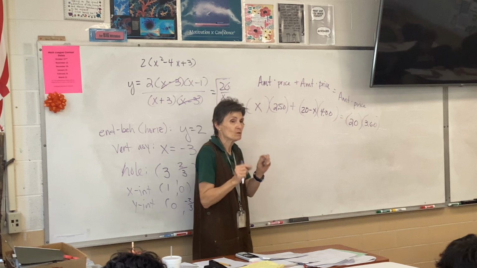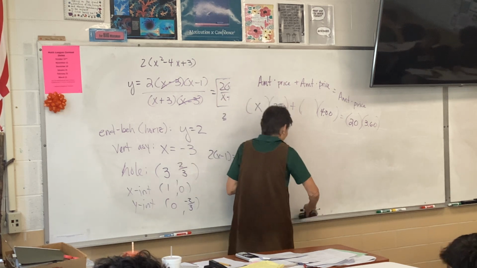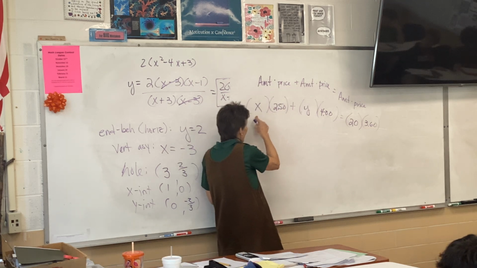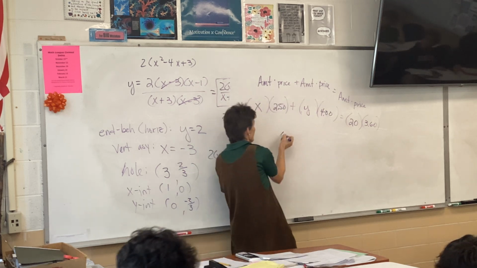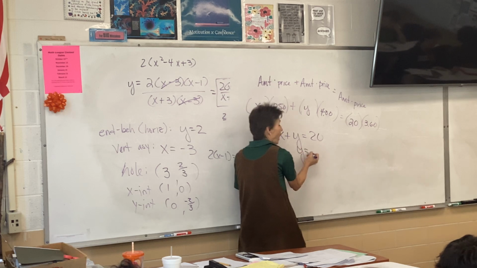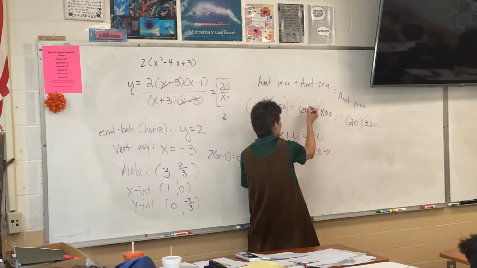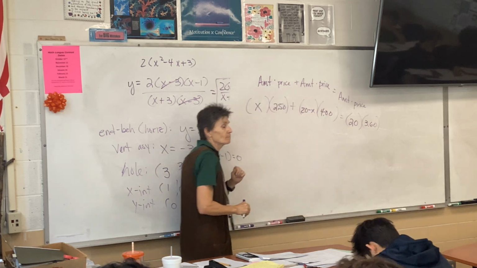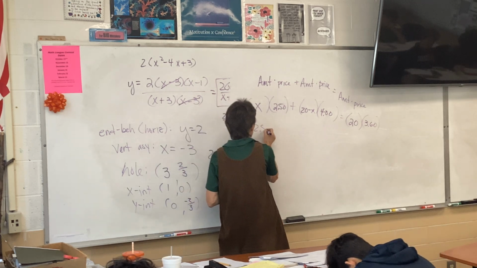If that confuses you, call this y for just a moment. x plus y has to be 20. Would you agree with that? So if x plus y has to be 20, what is y? 20 minus x. That's why we have a 20 minus x in there. All right, let's solve it. Everybody solve it. You've got a calculator.